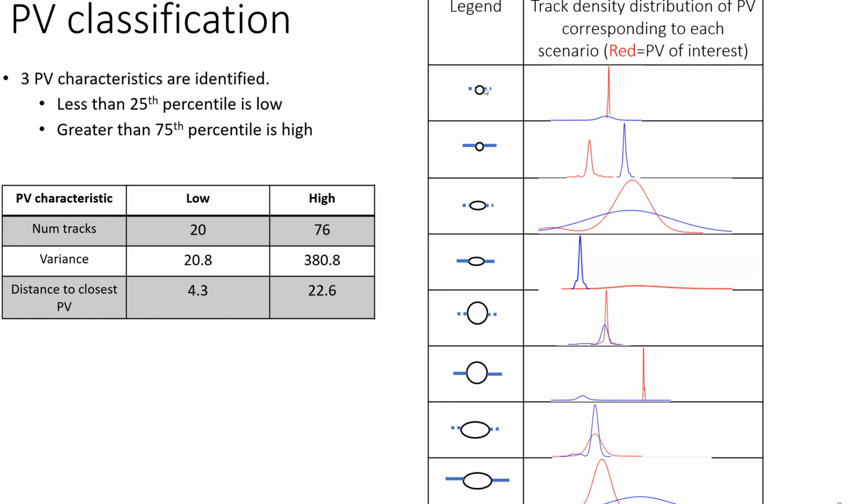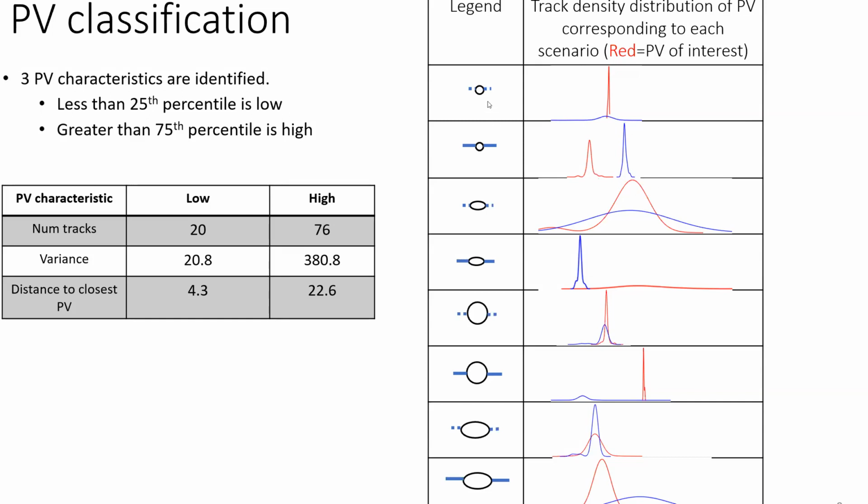Also, the dotted line versus thick line shows the distance to the closest neighbor. Dotted lines show that there is less distance to the closest neighbor, whereas thick lines show that there is more distance to the closest neighbor, as we can see between the first two entries, where the two PVs are pretty much overlapping each other, showing that they have less distance between each other, whereas here they are well isolated and you can see the peaks separately.